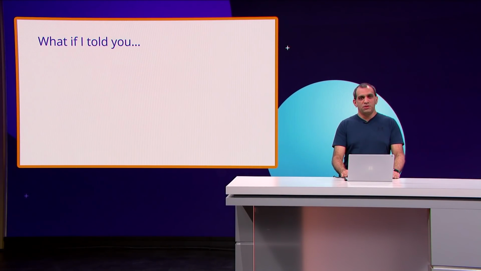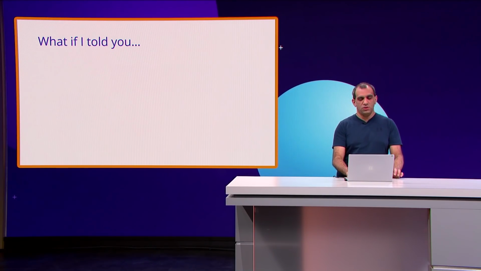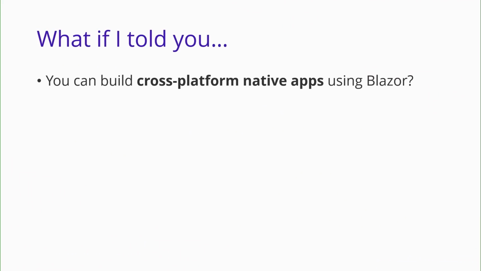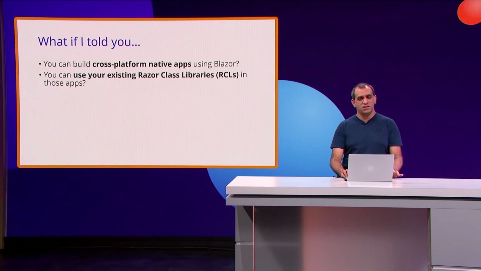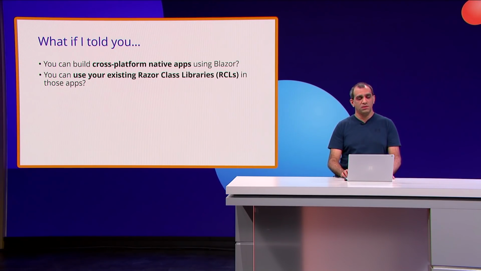Before we jump into the nitty-gritty technical details, let's ask a few questions. What if I told you that you can build cross-platform native applications with Blazor? Yeah, Blazor for the web with HTML and CSS. You can build cross-platform native apps. What if I told you you could take your existing Razor class libraries, that's RCLs for short, in those apps? You've got some existing code, existing libraries, existing components. You've paid for some third-party components out there. What if I told you you could use those?